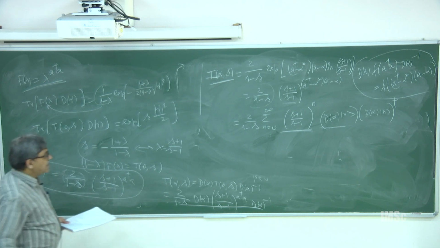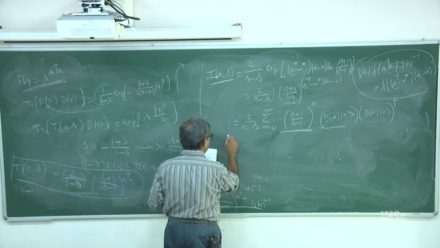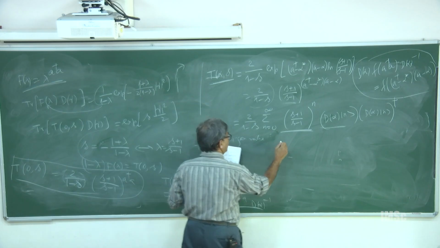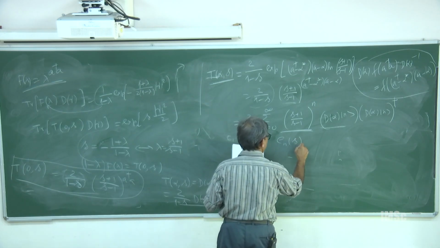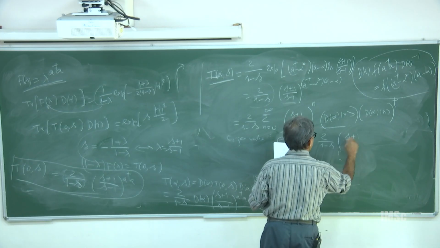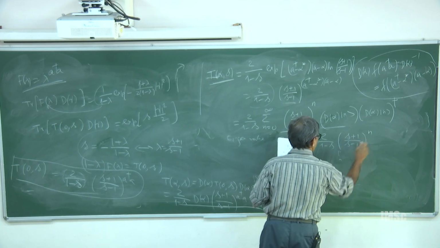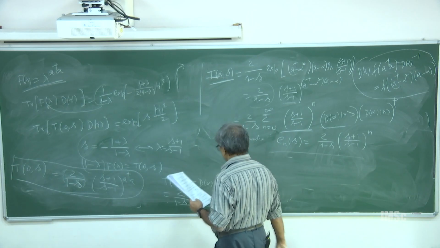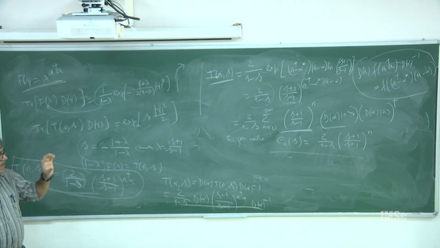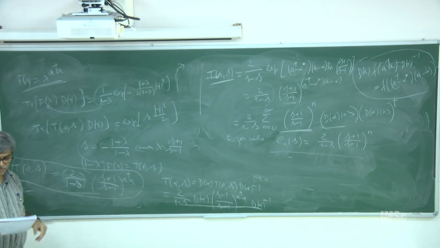And what are the eigenvalues? So, if you call it E n of s, this is 2 by 1 minus s times (s plus 1 by s minus 1) to the power n. So, this is the alpha independent eigenvalue. So, alpha dependence comes in the eigenbasis.